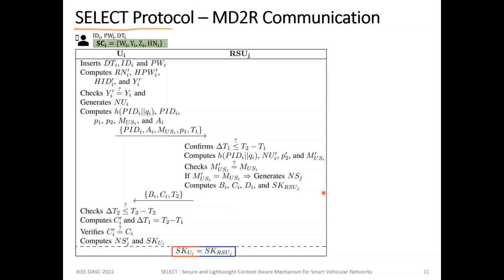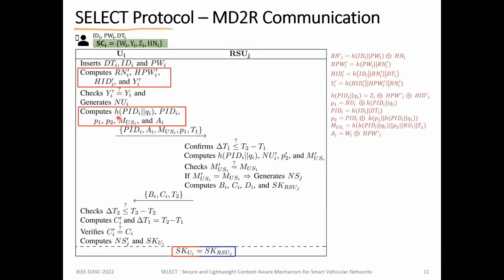Now coming to this MD2R communication, here the user has all this information: ID, password, DT, and this smart card data. And now it inserts the smart card and receives the data, and it provides the ID and the password, and then it computes certain values and parameters as like this, and it checks whether this computed value YI prime is equal to the smart card data or not. If it matches, then it will choose one nonce, and then again it will calculate certain parameters, and finally it sends this PID, AI, MUSI, P1, and T1 to RSU.